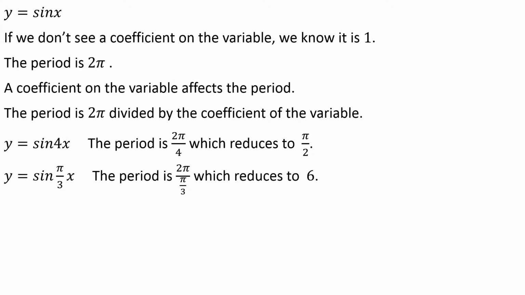What if I've got y equals sine of pi over 3 x? Again, the coefficient is on the variable x, not on the sine function. So the period, well, it's always 2 pi divided by the coefficient on the x. So 2 pi divided by pi over 3, that of course is going to become 6.